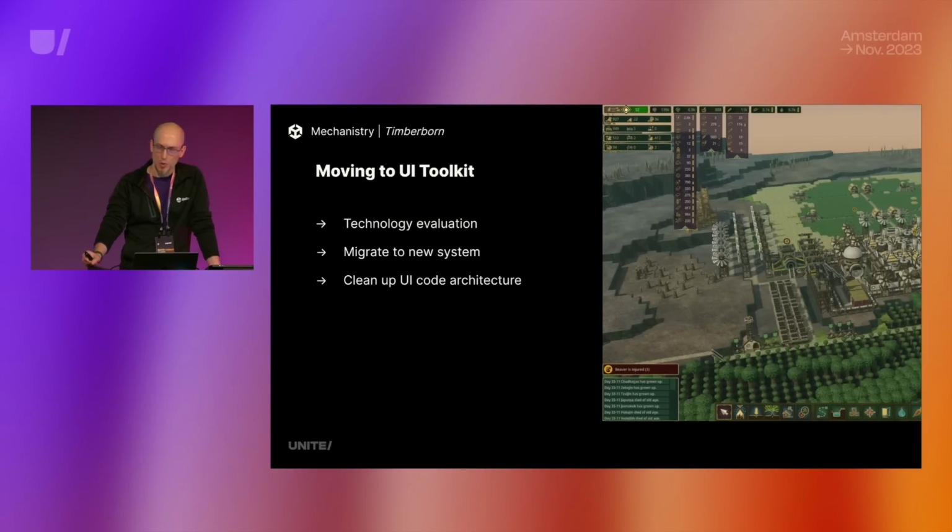So Mechanistry looked at UI Toolkit's roadmap and decided to take a deep dive in the technology to better understand its capabilities, but also its limitations. They thought it would be a good fit for their project and was worth migrating the entire UI before they released the game on Steam. And this would also be a good opportunity to clean up some of the code architecture and pay off some tech debt along the way.